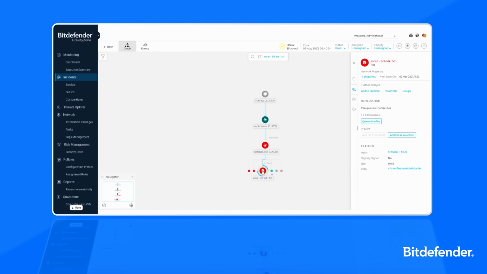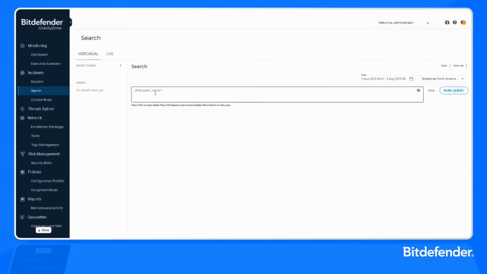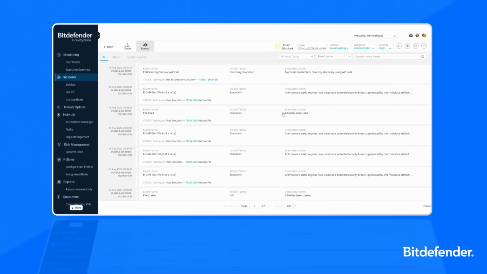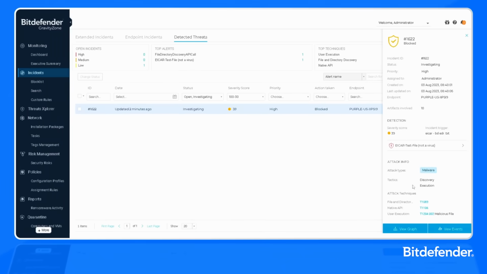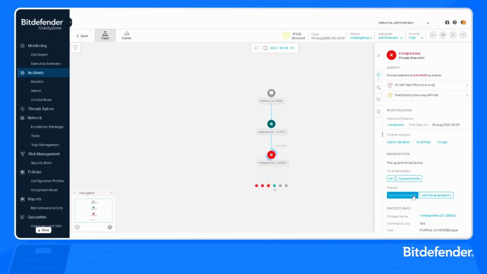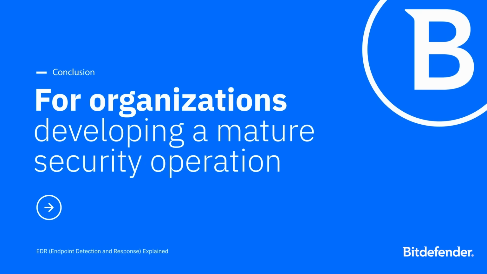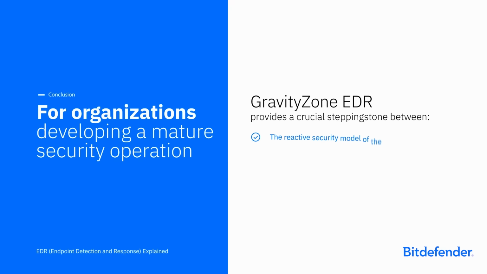The entire attack is laid out step by step to reveal the specific actions that make it suspicious, the impacted endpoints, and most importantly, our recommended immediate responses for stopping the attack. But you can also proactively jump in before an attack is detected to look for potential threats. Each event is stored, indexed, and cached to help analysts undertake historical searches based on indicators of compromise and MITRE events. Beyond the attack, malicious processes and probable root causes are highlighted to help security teams deploy remediation tools to fortify defenses and secure high-risk assets against future attacks. This helps you maintain high cyber hygiene standards. For organizations developing a mature security operation, GravityZone EDR provides a crucial stepping stone between the reactive security model of the past and the proactive security organizations need to stay safe.